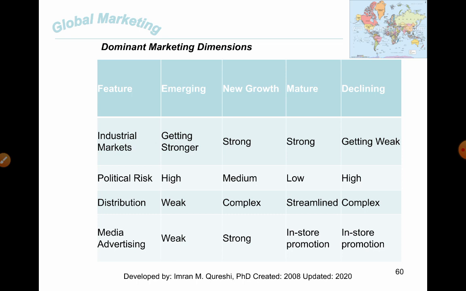When the final decision making is being done, it is done at the site of exchange. So at that point, if you have a promotion going on in the store, you might have an edge compared to your competitors. In a declining situation, this will remain the same, because media would start to get weak, and the best chances of generating sales would be by doing in-store promotion, because that would be the point of exchange and point of decision making, at the point of sale.